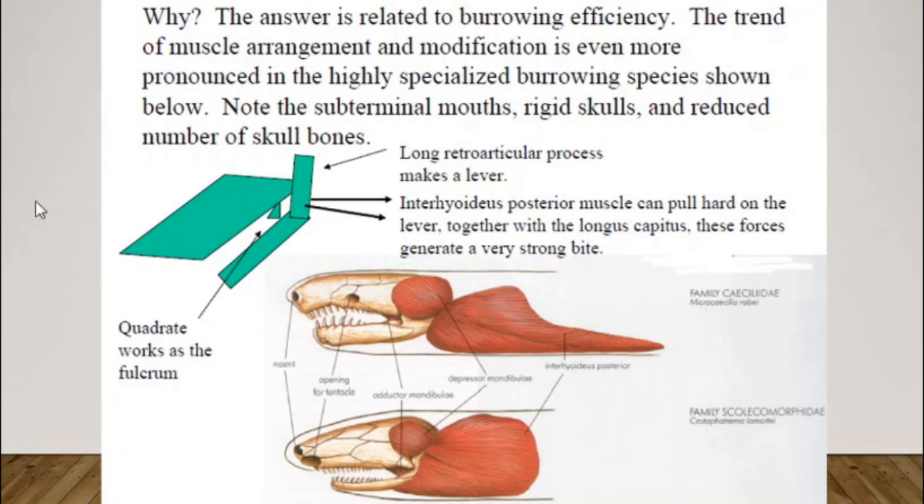So why? The answer is related to boring efficiency. The trend of muscle arrangement and modification is even more pronounced in the highly specialized burrowing species. Since their behavior is more on burrowing, the muscles tend to be ideal for closing. A long retroarticular process makes a lever, since their mouth is always closed when they burrow.